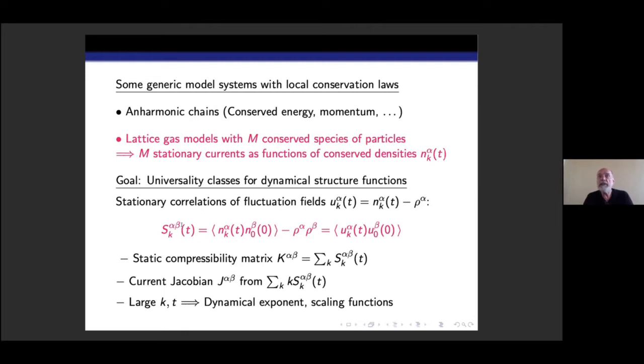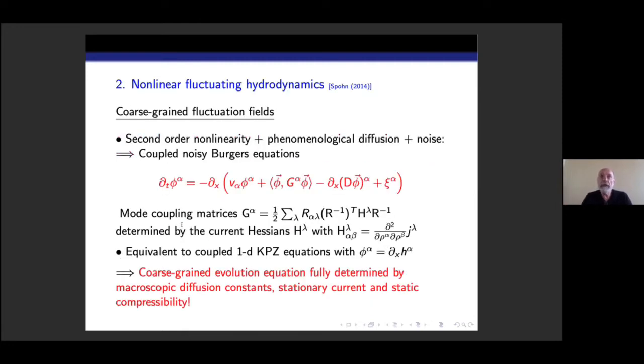Now, of course, with interacting systems it's not easy to compute these quantities. One famous approach, put forward in particular by Herbert Spohn, is nonlinear fluctuating hydrodynamics. So basically what you do is you coarse-grain these fluctuations, you look at large scales, and you expand your current-density relation. It turns out it's usually enough to expand up to second order in these fluctuation fields, which of course will be nonlinear.